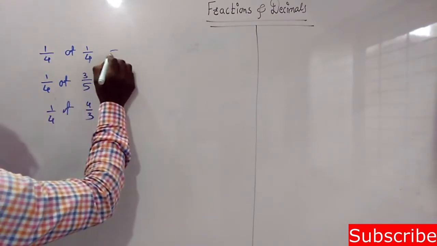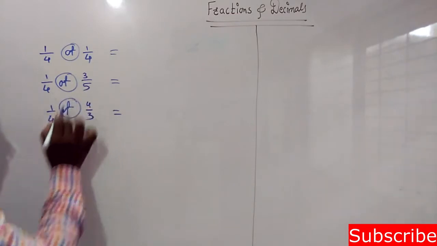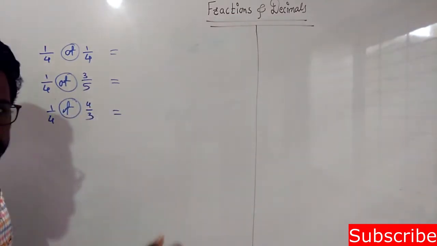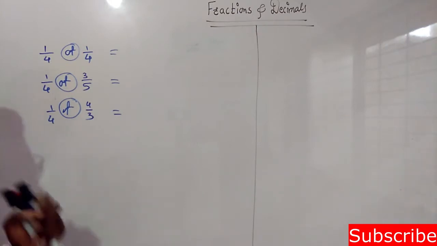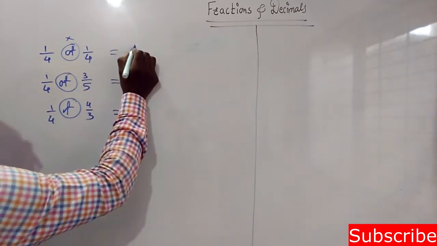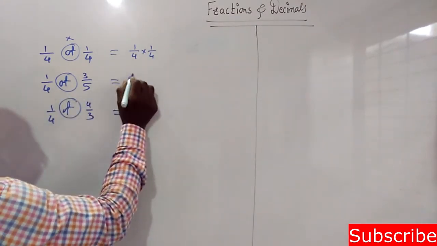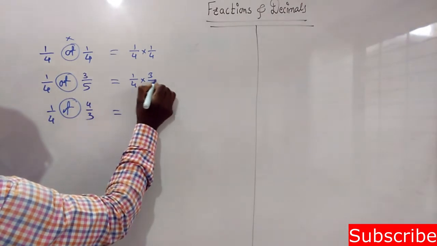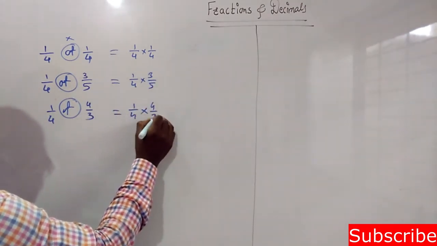Okay. Now the first thing, students, is that we need to replace this "of". Whenever "of" is there, a of b, c of d, these types of terms, we replace this "of" by the multiplication sign. That means it will become 1 by 4 into 1 by 4, 1 by 4 into 3 by 5, and 1 by 4 into 4 by 3.